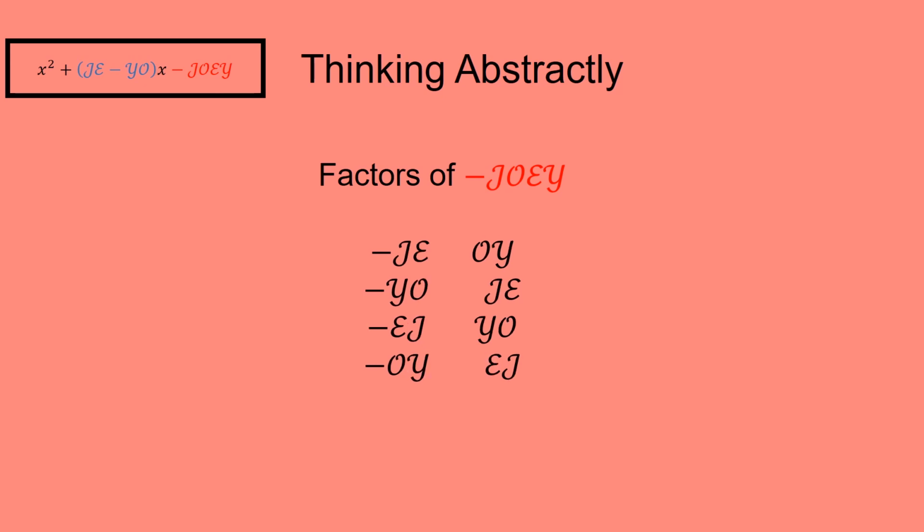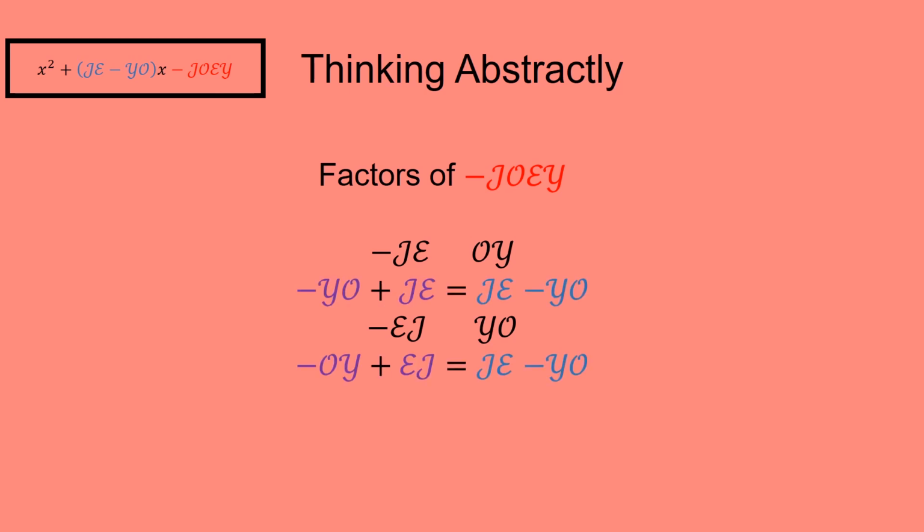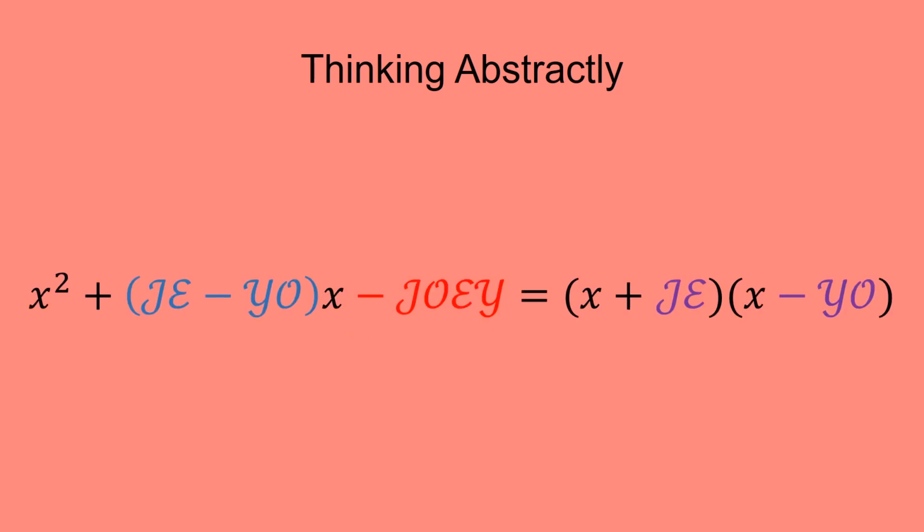After switching those values, you can see in the second and the fourth column, we have values that will add up to our B term. And so what we can do is we can put our answer in our factored form, and we are done.